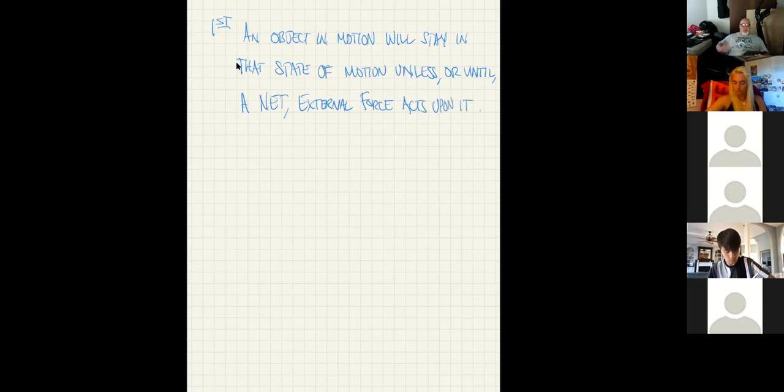So an object in motion will stay in that state of motion unless or until a net external force acts on it, okay? An easier way of saying that is, instead of saying that state of motion, just say an object's going to have a constant velocity. Remember velocity being a vector quantity? So this just means constant velocity.